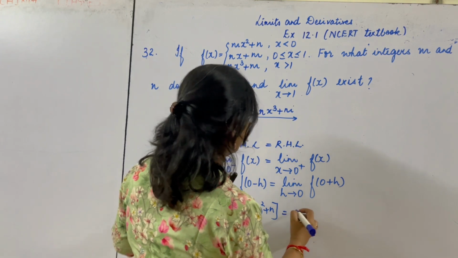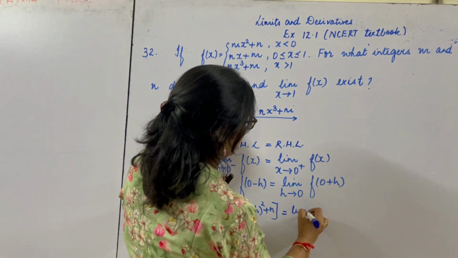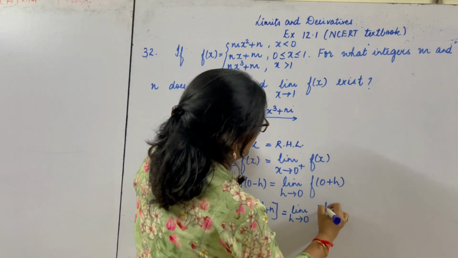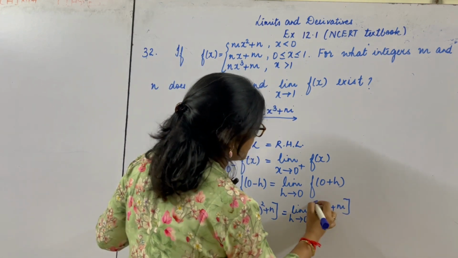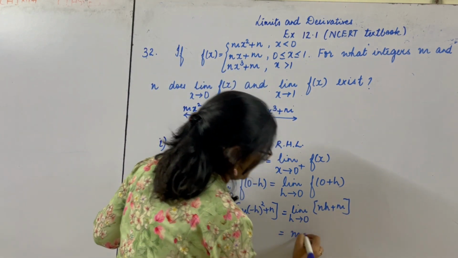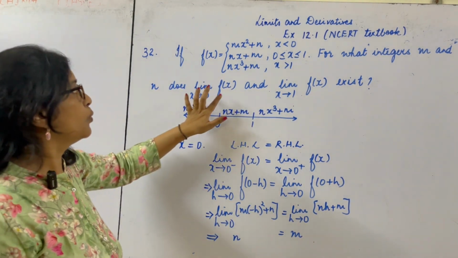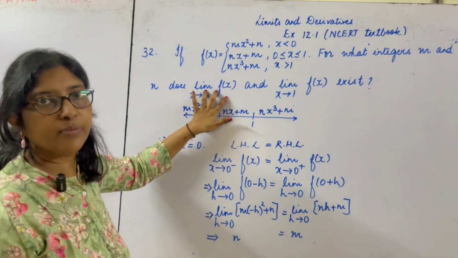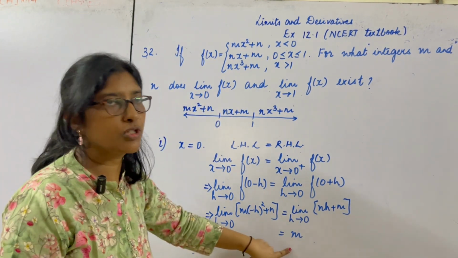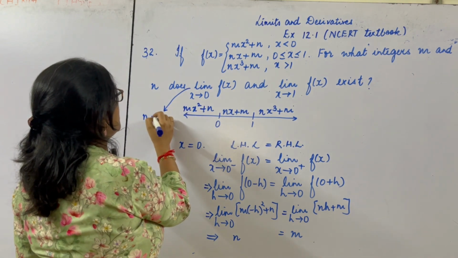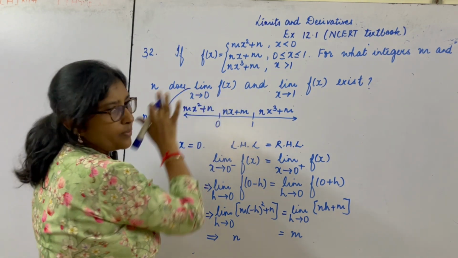And for the right hand limit, wherever x, we write 0 plus h, meaning h: nh plus m, and again substitute h as 0. So this shows that when does this function have a limit at 0? When n is equal to m. So when n is equal to m, then this limit exists.